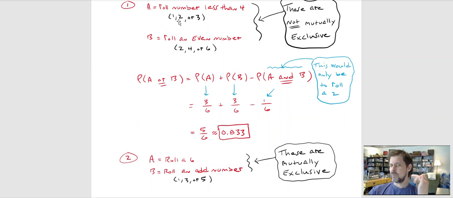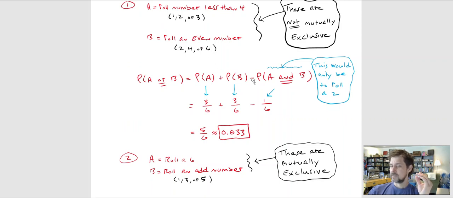That would be rolling a 1, 2, or 3. So since there's 6 sides to the die, then that would be 3 out of 6. 3 possibilities out of 6 total. Probability of rolling an even number, that would be rolling a 2, 4, or 6. That probability is also 3 out of 6, because that's 3 possibilities out of 6 total.